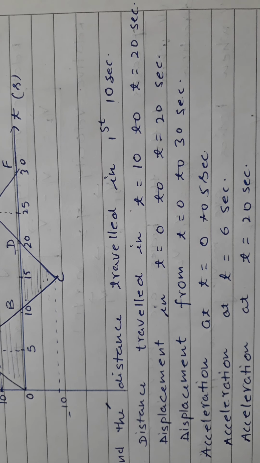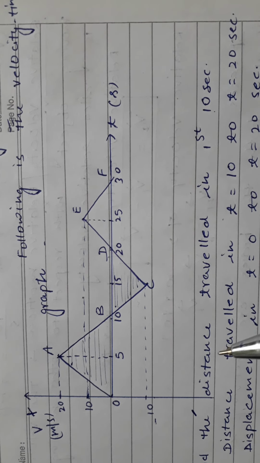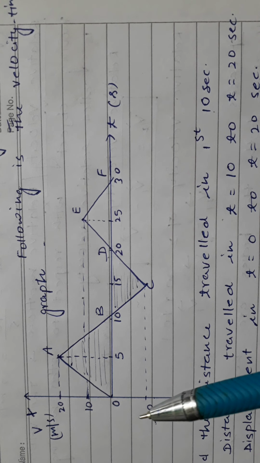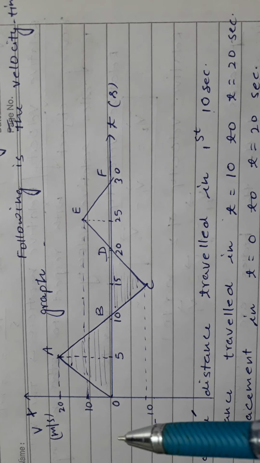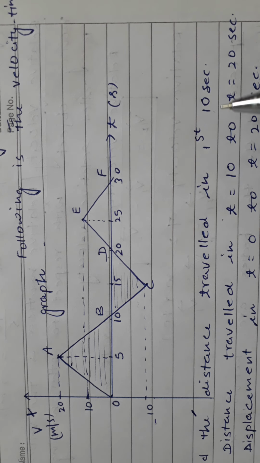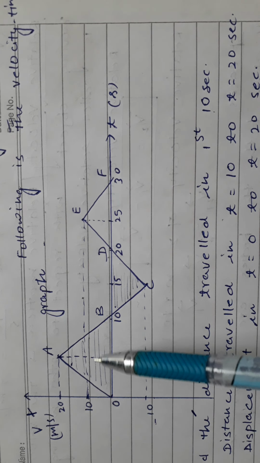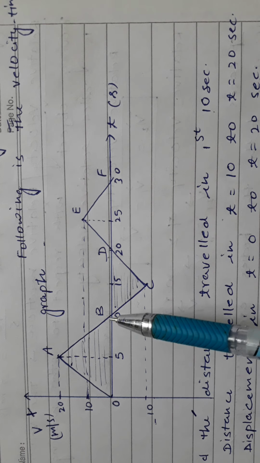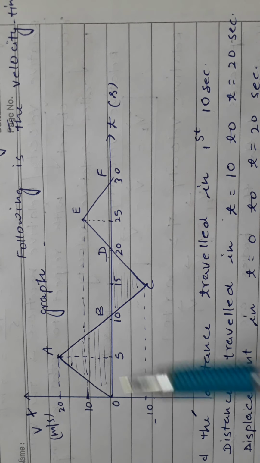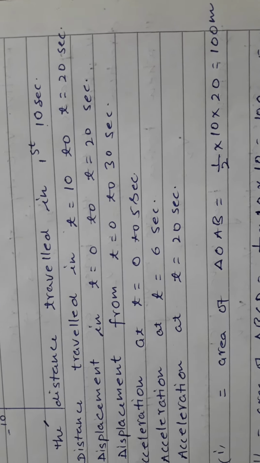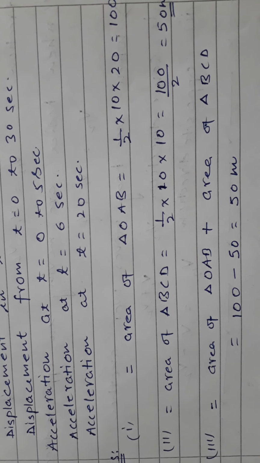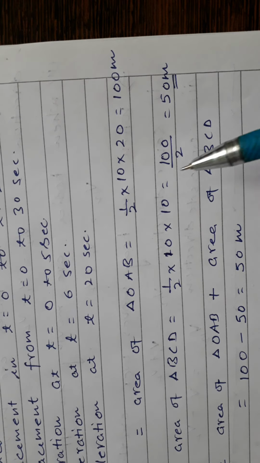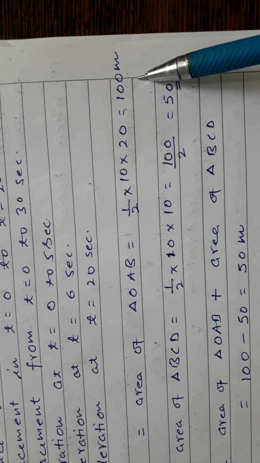So I told you students, this is the velocity time graph, and from a velocity time graph, if we have to calculate distance, we simply find the area under the graph. So in first 10 seconds we find the area of this triangle from 0 to 10 seconds. This is triangle OAB, and the area of triangle OAB is equal to 1/2 base into height, and this is coming as 100 meter.